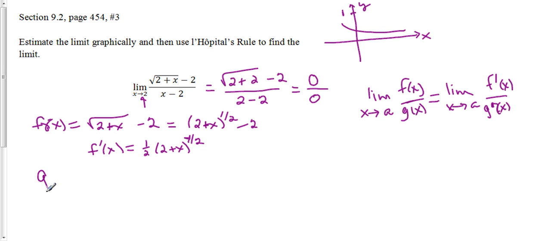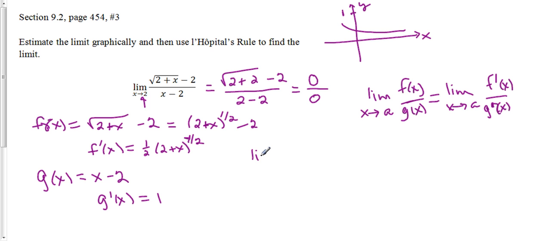All right. Well, g of x is going to be what's in the denominator. So that's going to be x minus 2. And g prime of x is going to be what? It's just going to be 1, because it's just going to be the derivative of x, and the derivative of that negative 2 is going to be 0.